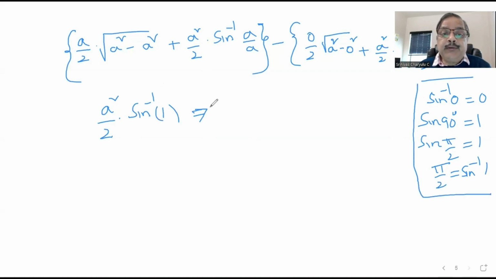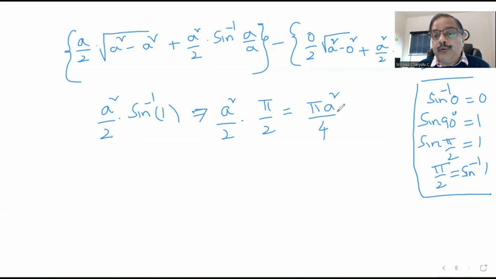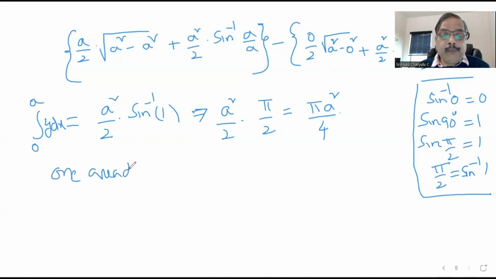So a square by 2 sine inverse 1 will become a square by 2 into pi by 2, or simply pi into a square by 4. Understood? So this is only one quadrant area. What we found out is integral y dx between 0 to a. This is for one quadrant, so one quadrant is equal to pi a square by 4.